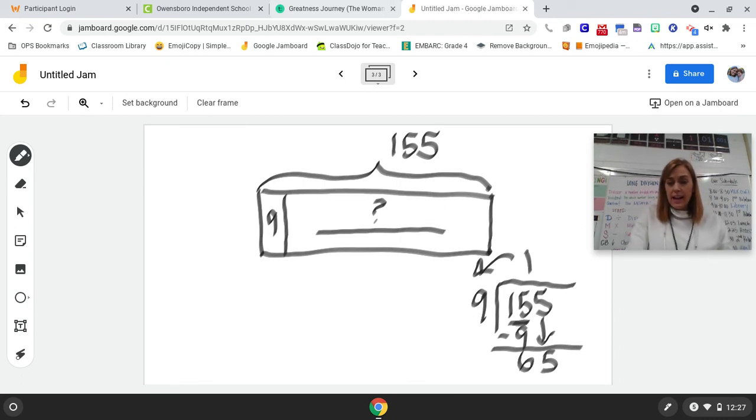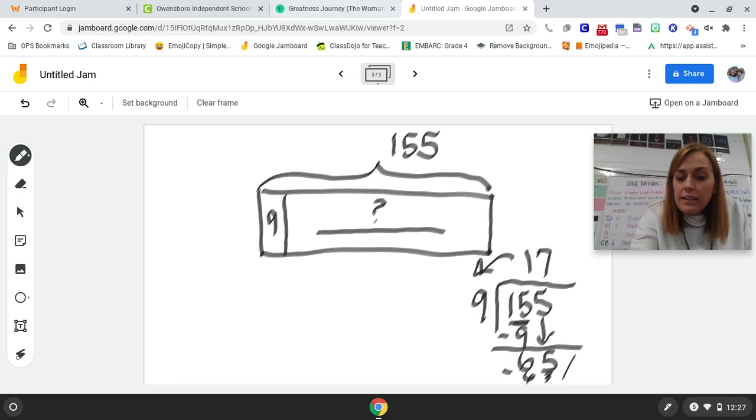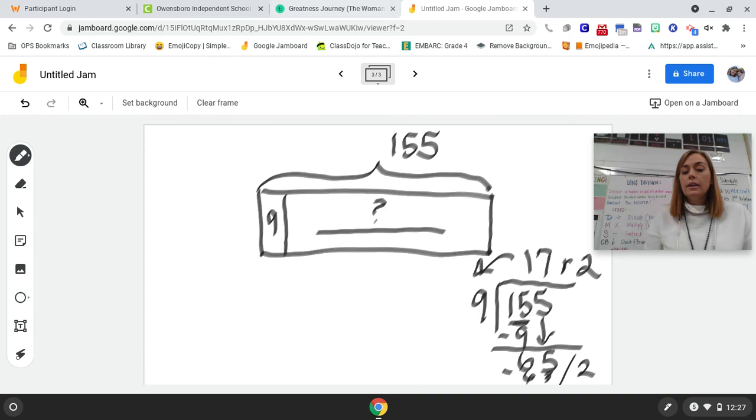How many times does 9 go into 65? And I have to kind of know my facts, right? Well, I know that 9 times 7 is 63. So I'm going to put a 7 because then I know that 9 times 8 is 72, and that's too many. So 9 times 7 is 63. I have to subtract. 65 minus 63 is 2. I check. I don't have anything else to bring down. Okay, so that means I've got a remainder of 2.